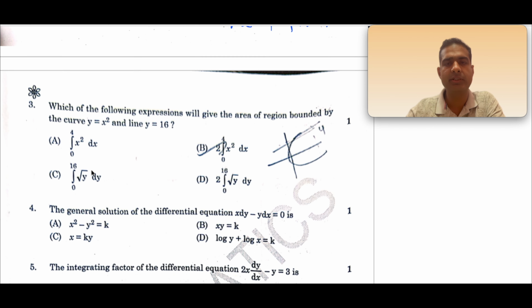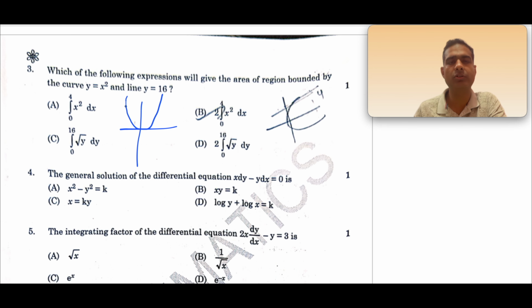Moving to question number 3. Which of the following expressions will give the area of the region bounded by the curve y equal to x square and the line y equal to 16? If we draw the curve of this function, y equal to x square is this function, and y equal to 16.